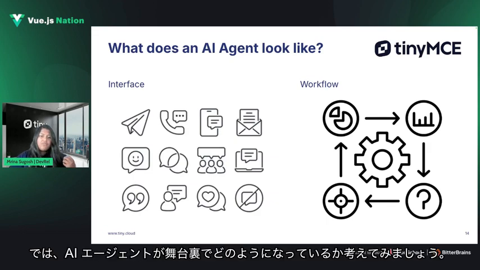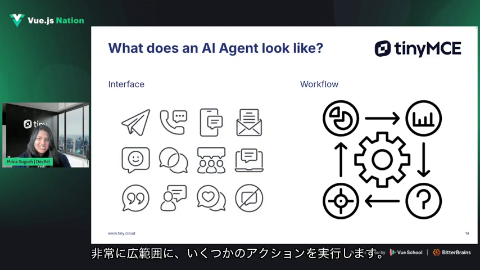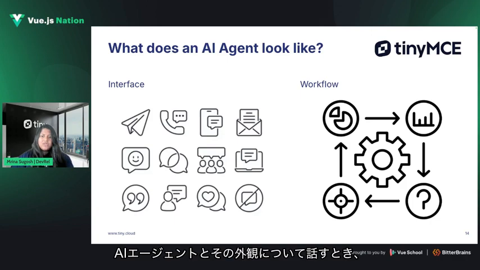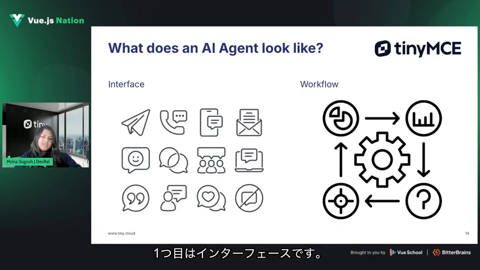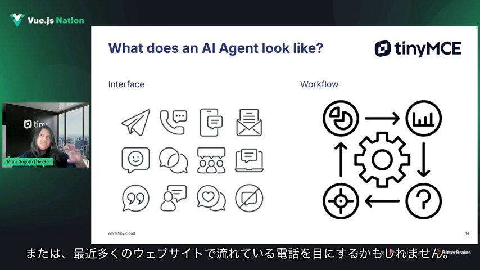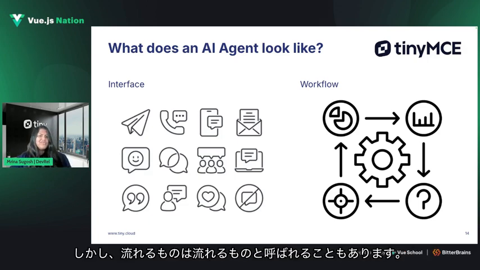And let's think about what an AI agent looks like behind the scenes, right? We've talked about what an AI agent is very extensively. It does some actions. And when we talk about what an AI agent looks like, I think it's very helpful to think about it in two parts. One, an interface, and the second, a workflow. Let's start with an interface, or you might see it called flows on a lot of websites these days. I don't know if that's a messaging thing, but sometimes workflows are called flows.